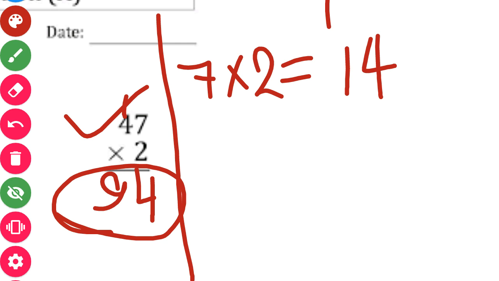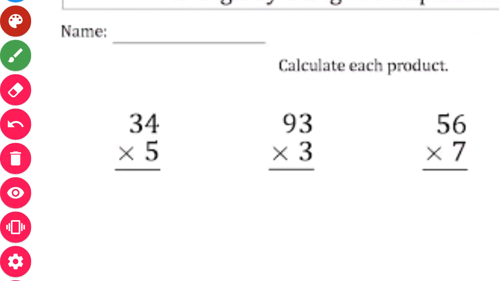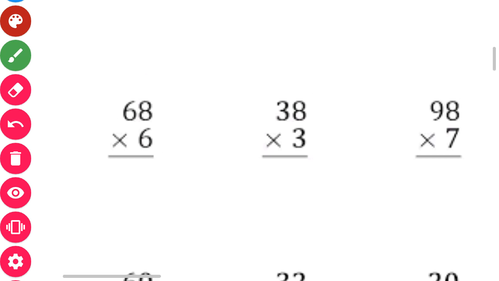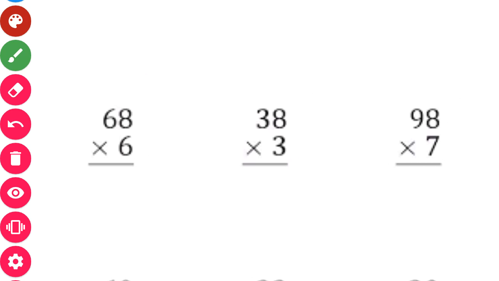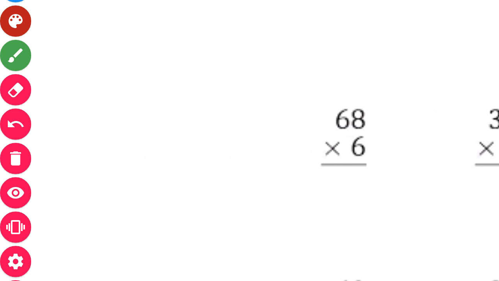You have also got the same answer, Hannah? Good boy. Very good. Chalo. Let us do the next question. Now, the next question is 68 multiply by 6. First you guys do this question.